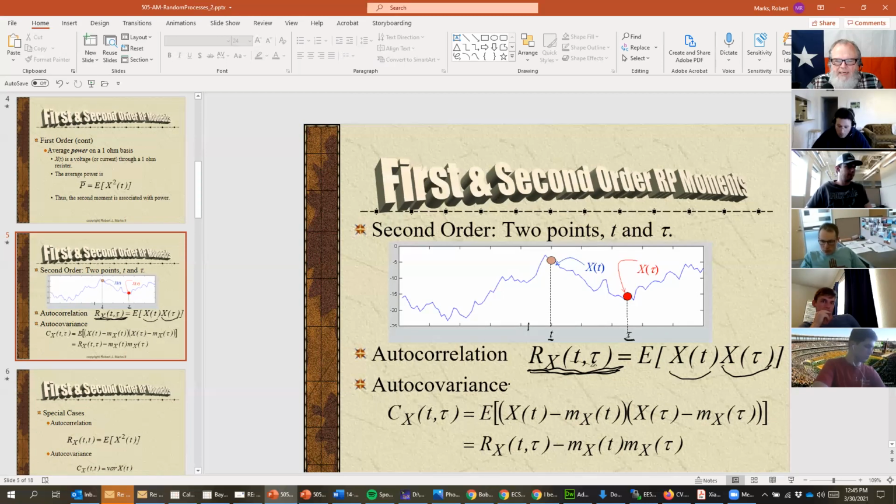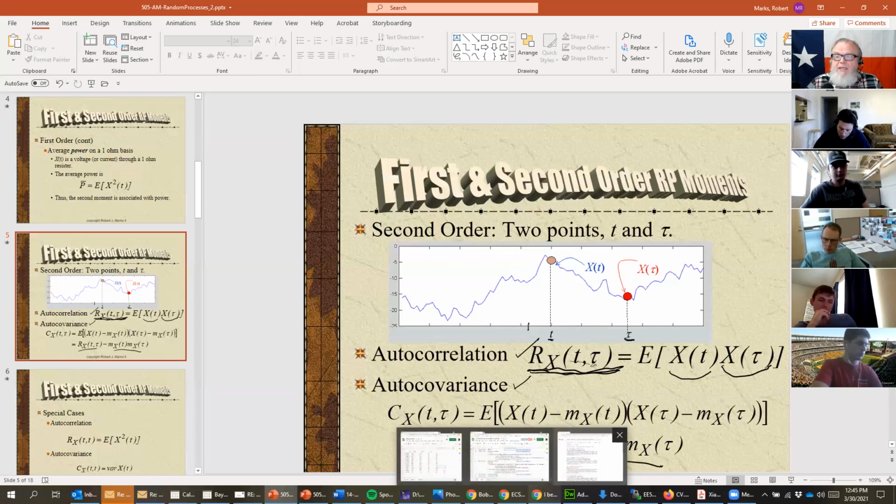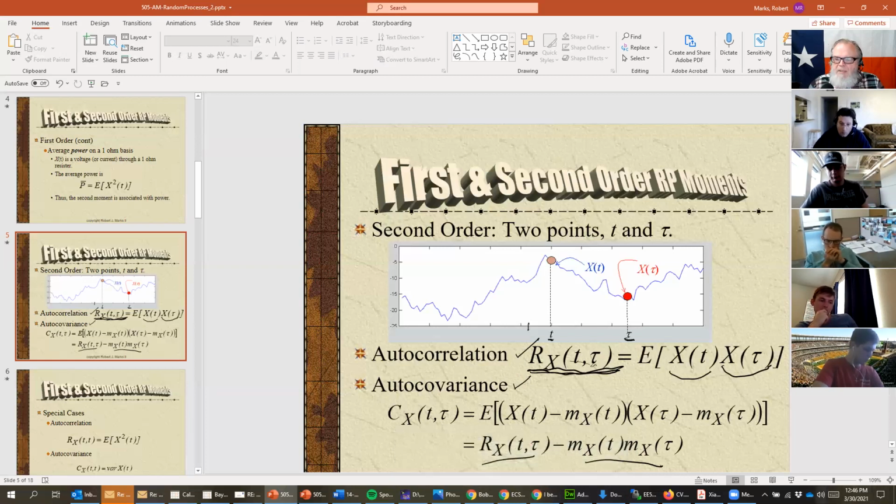And then related to that, the autocorrelation is like the second moment, and something that we use quite a bit is the autocovariance, which is the autocorrelation minus the product of the means. So this is just like the variance, where we take the second moment and we subtract the square of the mean. You remember that? This is analogous to that. So these are definitions, and we're going to unpack these and see what happens here.